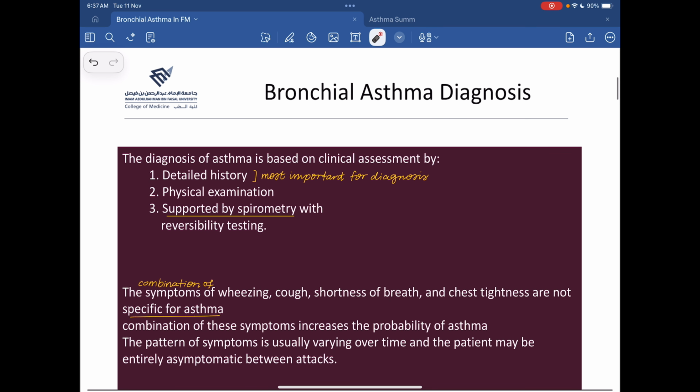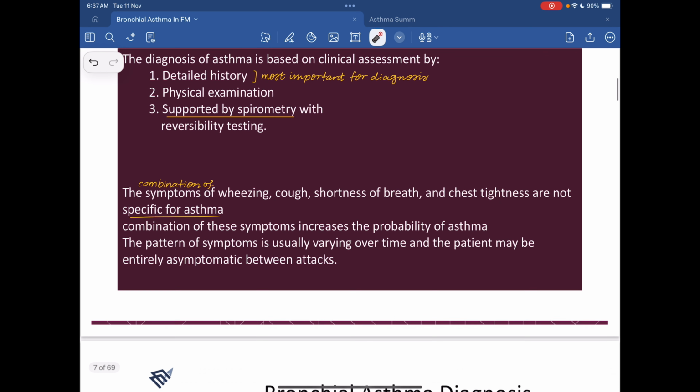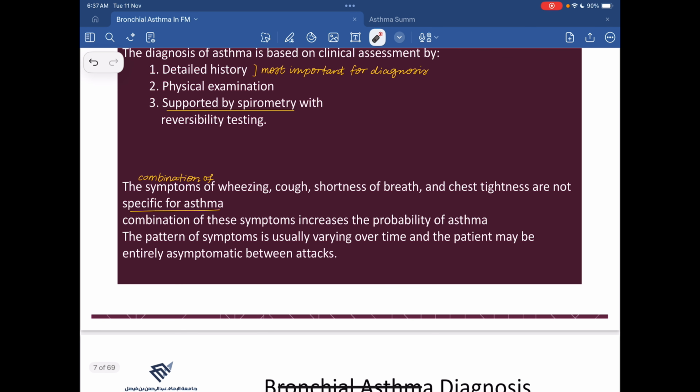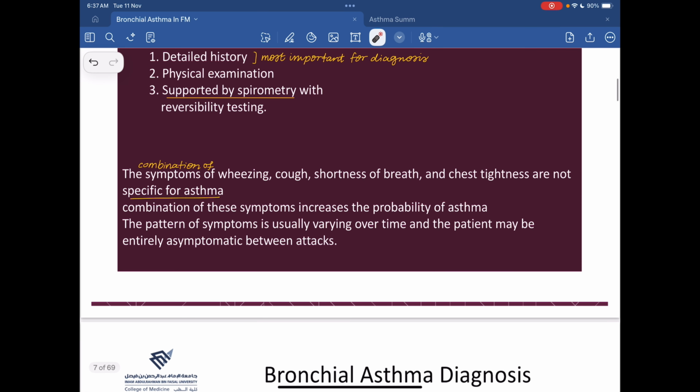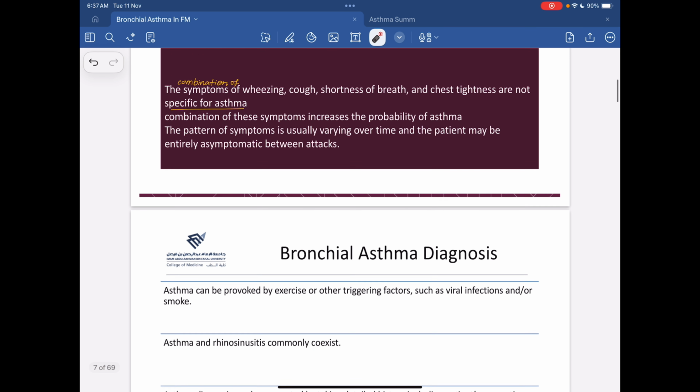The diagnosis of asthma is based on clinical assessment by a detailed history, a physical examination, and an investigation, which is the spirometry with reversibility testing. So the combination of wheezing, cough, shortness of breath, and chest tightness are not specific of asthma, but when you see them together, they increase the probability that this probably is asthma. The pattern of symptoms is usually varying over time, and the patient may be entirely asymptomatic between attacks. هذه أشياء كلنا نعرفها من قبل.